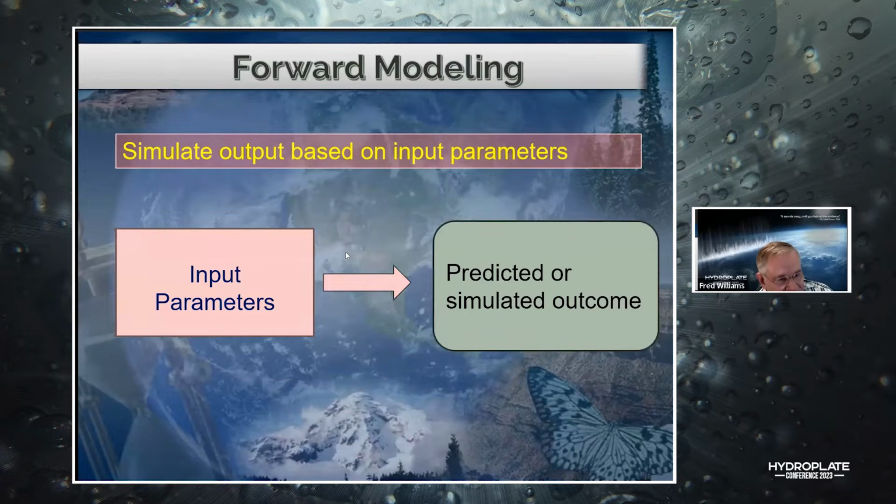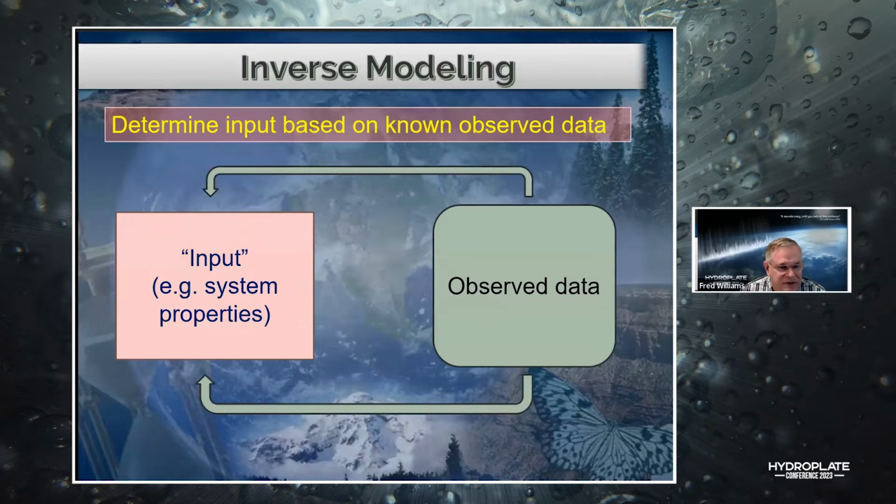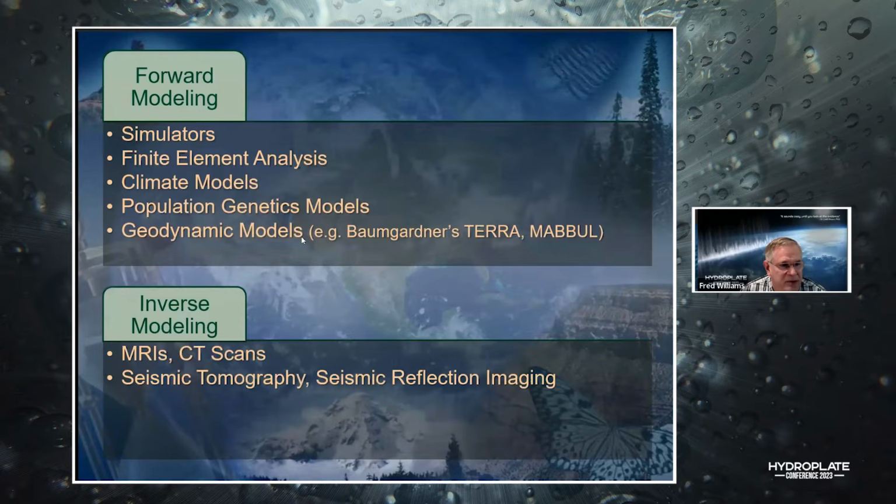So there's two major types of modeling. There's forward modeling, where you have a whole bunch of input parameters, you put them into the model, and then you get some sort of predicted or simulated outcome. And then you have inverse modeling, where you already have the observed data, and then you reverse that and come up with what the input looked like. Examples of forward modeling would be simulators, finite element analysis, climate models, population genetic models, and geodynamic models such as Baumgartner's Terra and Mabul. Inverse modeling would include MRIs, CAT scans, seismic tomography and seismic reflection imaging.